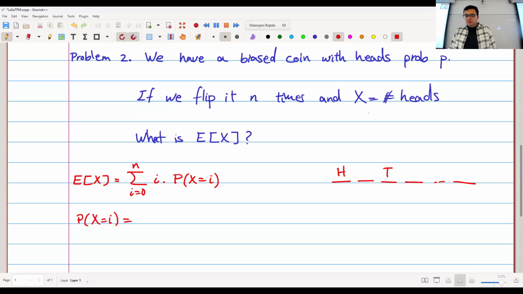Well, I have to choose i of these n places to put h's in them, so it's just n choose i. But then to get that particular combination, in all of these i places when I flip the coin, I have to get lucky and get heads. So the probability of that is p to the power of i. And in every other place, I have to get tails, so that's (1 minus p) to the power of n minus i.